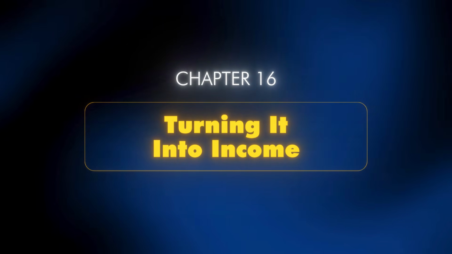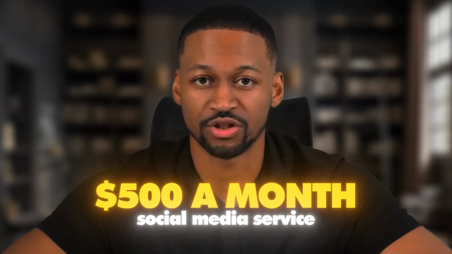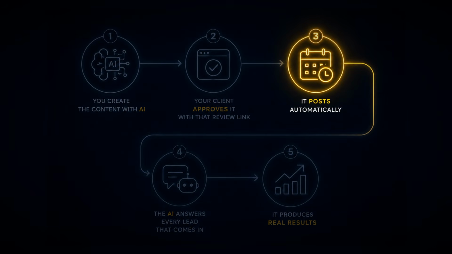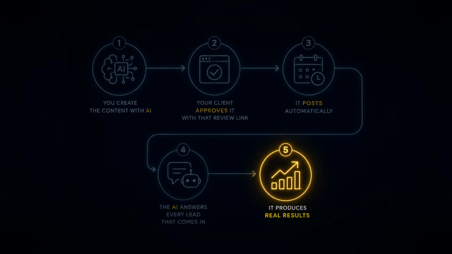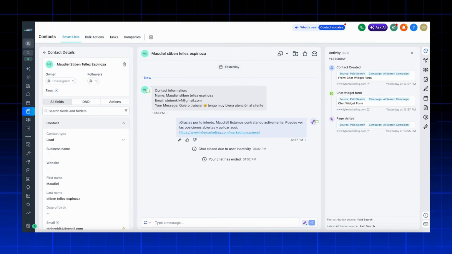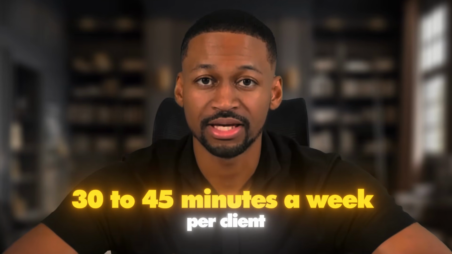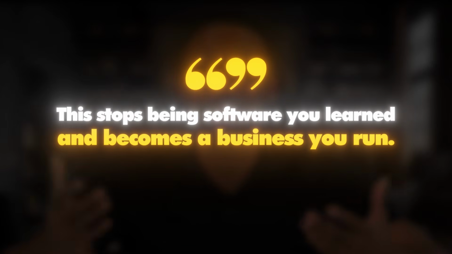Chapter 16, turning all of this into income. Everything you just saw is exactly what beginners package into a $500 a month social media service. You create the content with AI, your client approves it with that review link, it posts automatically, and the AI answers every lead that comes in, and it produces real results. Here's one client's appointment report from just 2 weeks. 162 appointments booked with the AI handling the conversations. Your time per client is maybe 30 to 45 minutes a week. Stack a handful of clients like that, and this stops being software you learned and becomes a business you run.